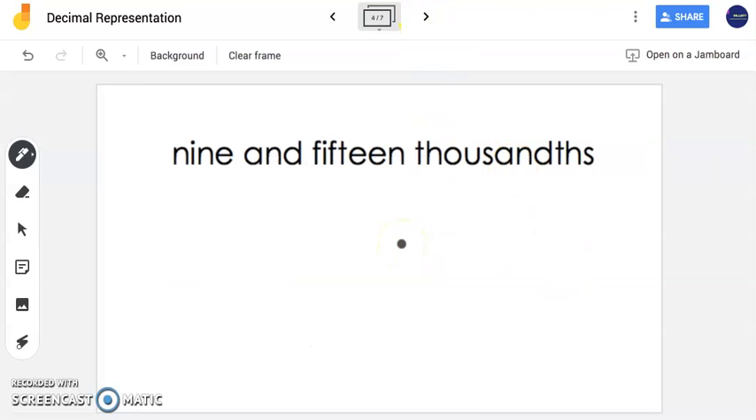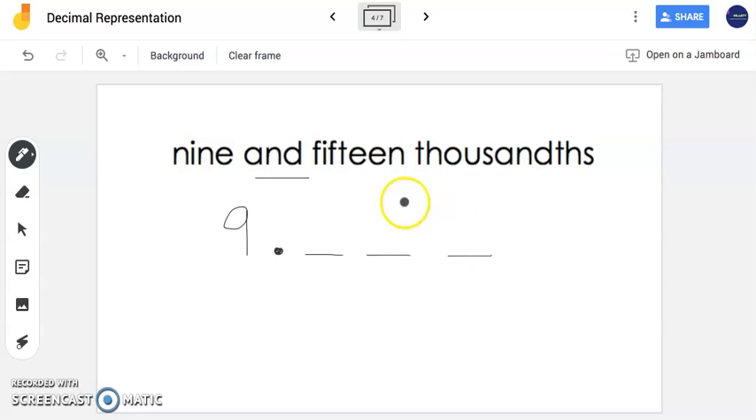Now, in this problem here, we have a number written in word form. Our goal is to write this in standard form. So let's first read this. 9 and 15,000ths. Now, when I hear "and," that's telling me I have a decimal point. And I have 9, so I just have 9 ones, and 15,000ths. But when I hear thousandths, that's telling me I have to have 3 digits to the right of my decimal point.